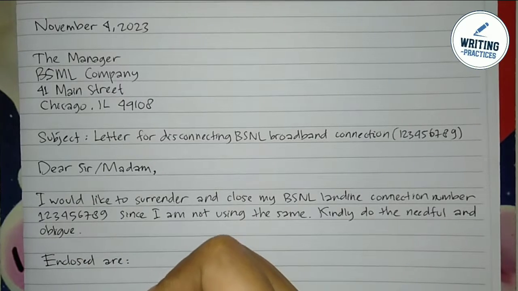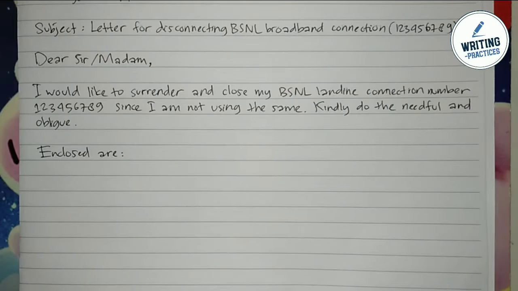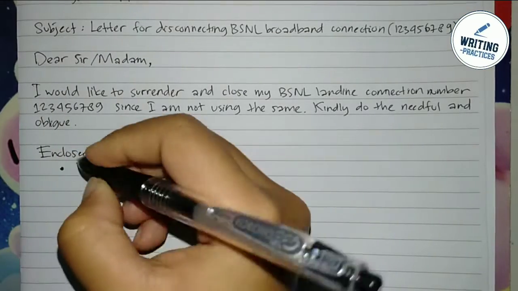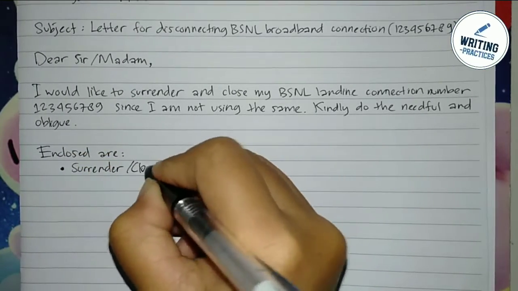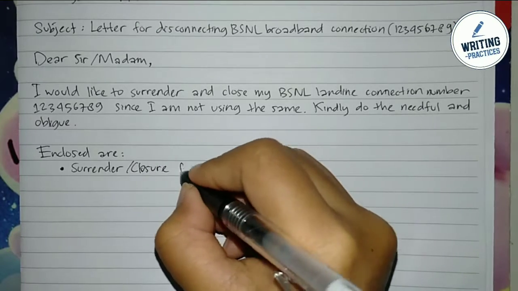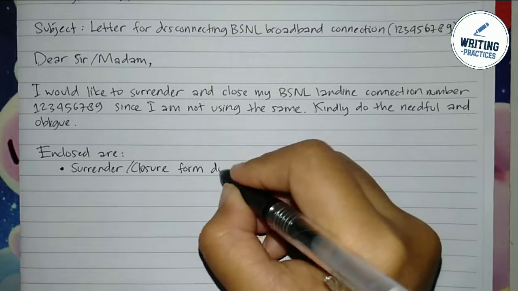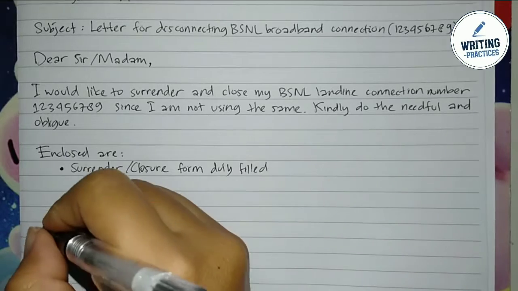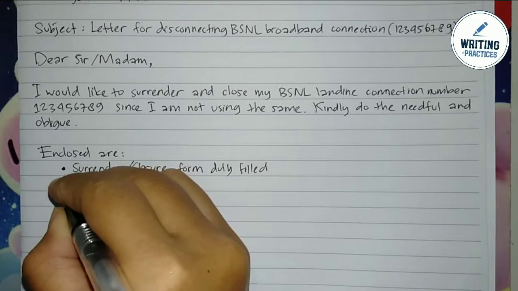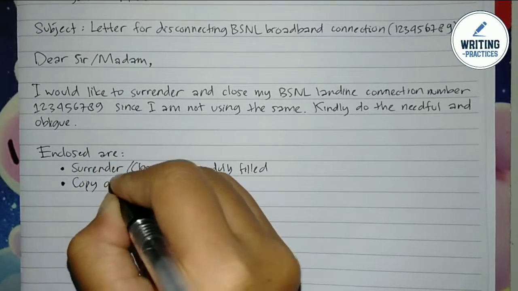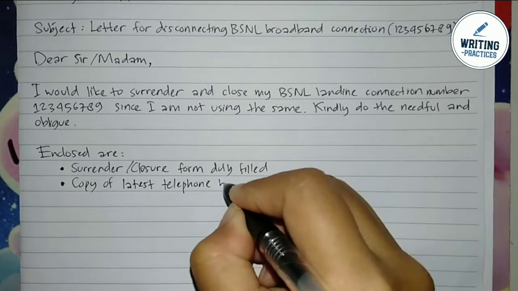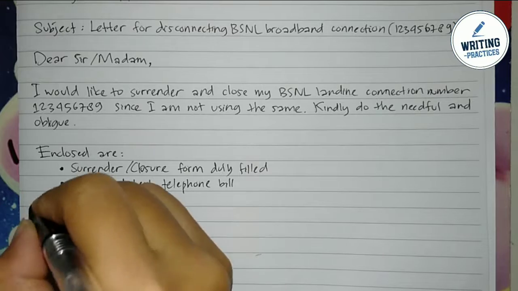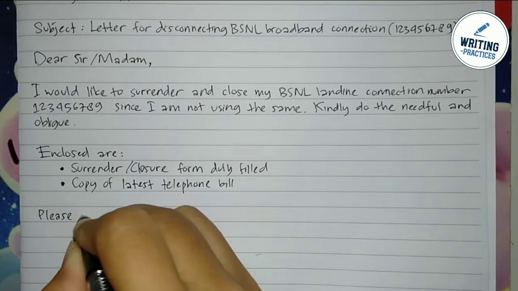In the second paragraph, you must mention that you attached all the required documents. For example, you can submit your surrender or closure form that you have filled. And attach also the copy of the latest telephone bill. Different companies require different documents, so you just need to attach them all.